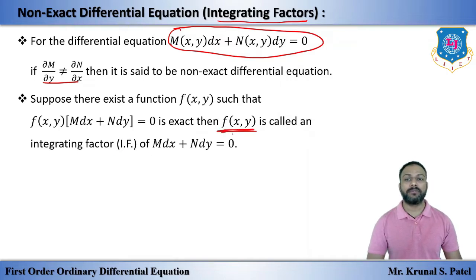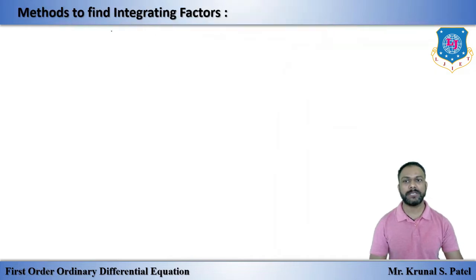So now we have six different methods to find the integrating factor, depending on the question. If the question is in a particular form, then we will apply method 1, or method 2, or method 3, 4, 5, 6. So first we'll start with method number 1.